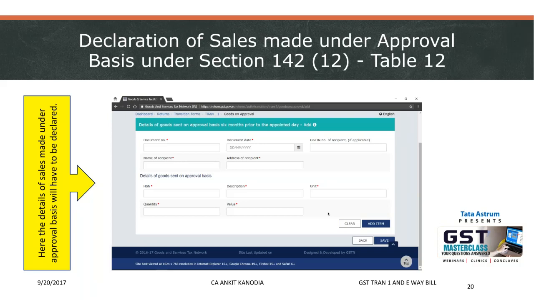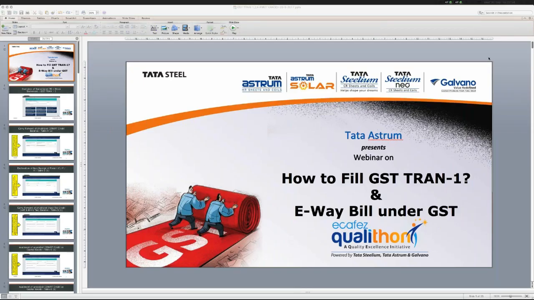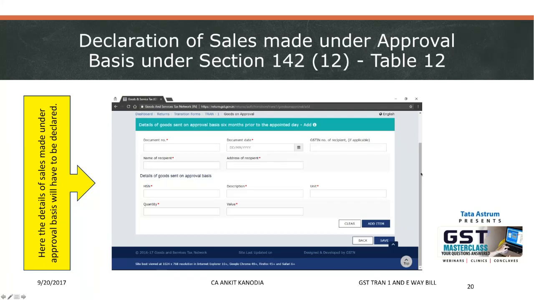Suitable clarification is expected from CBEC on this account, because until the clarification comes up, it becomes difficult for us to know whether that much time is actually available or not to file the TRAN 1, because there are huge credits which people are carrying forward to avail in the TRAN 1.